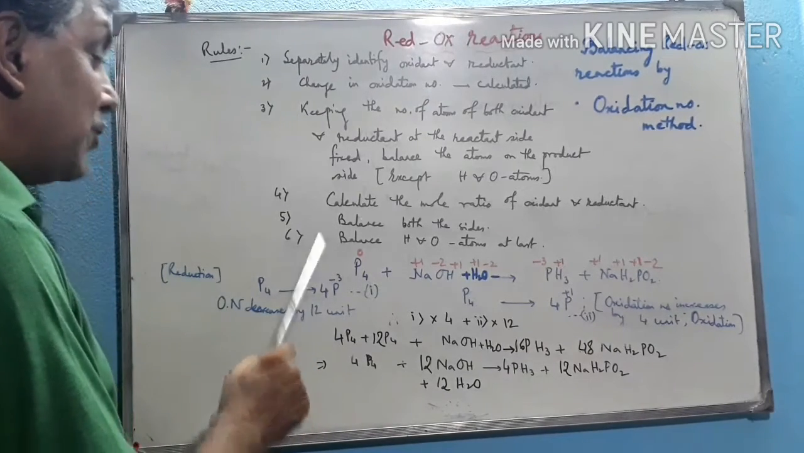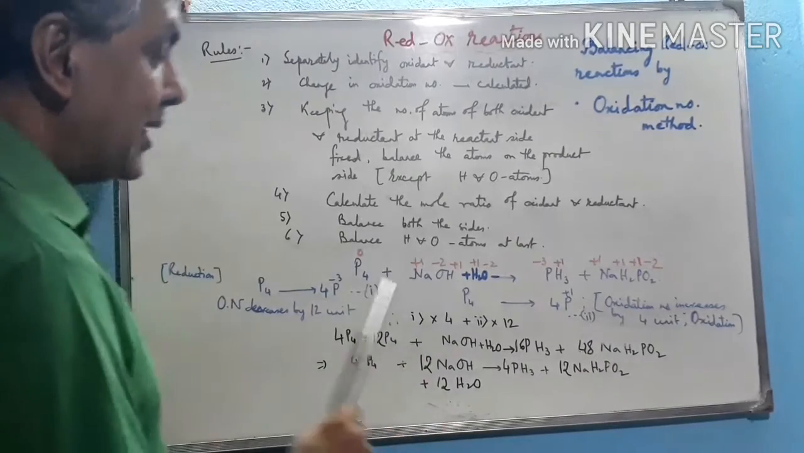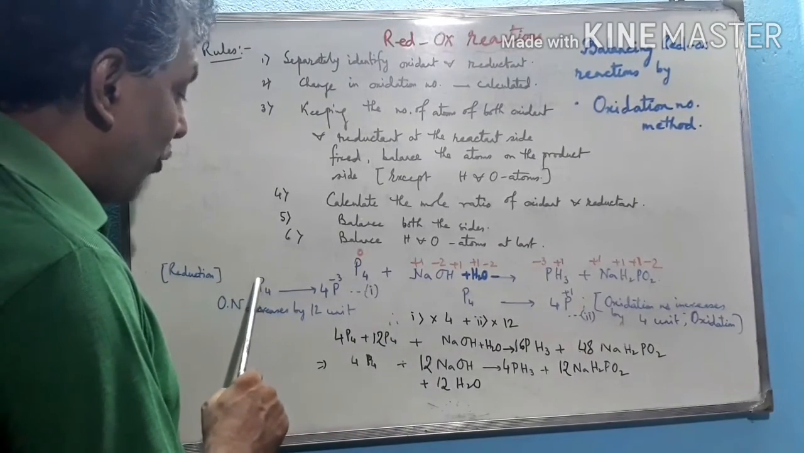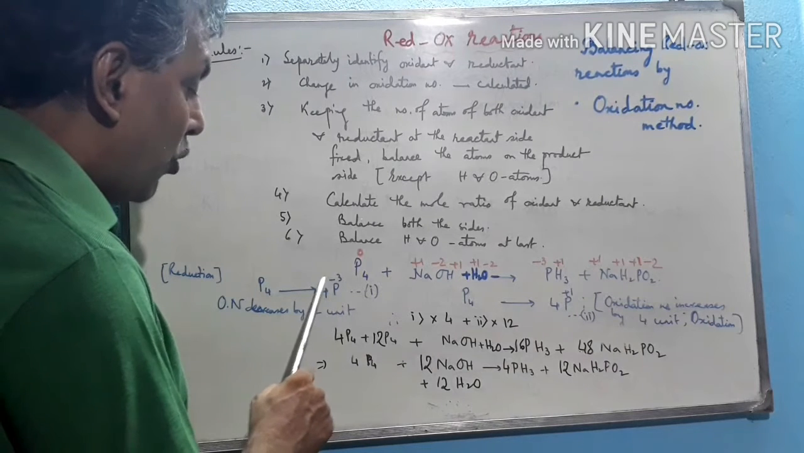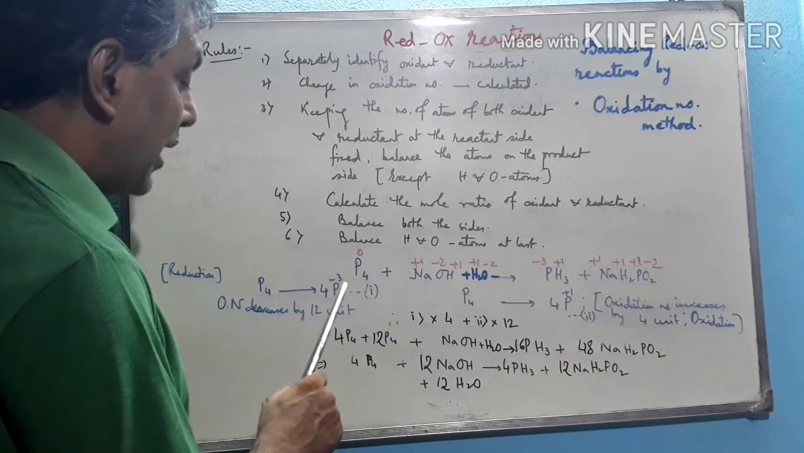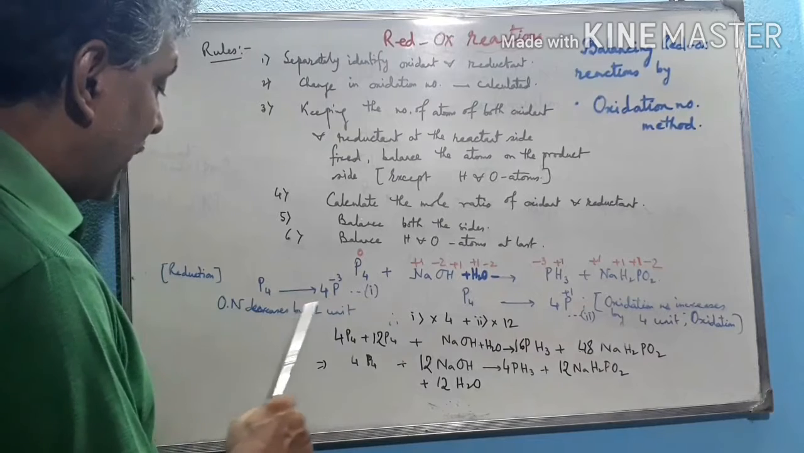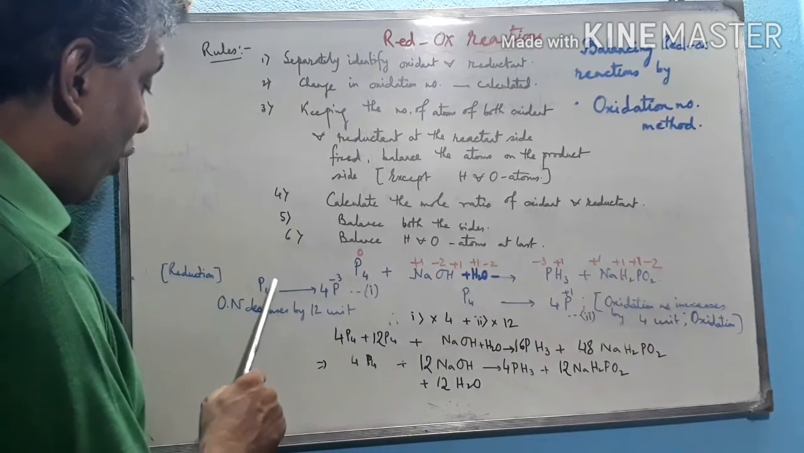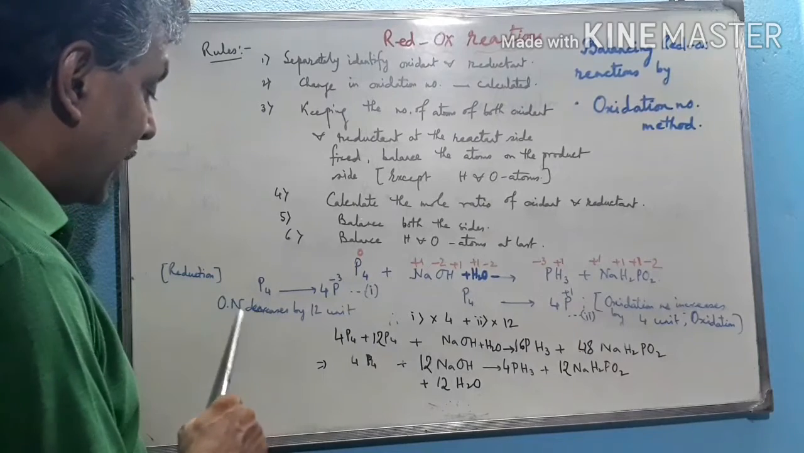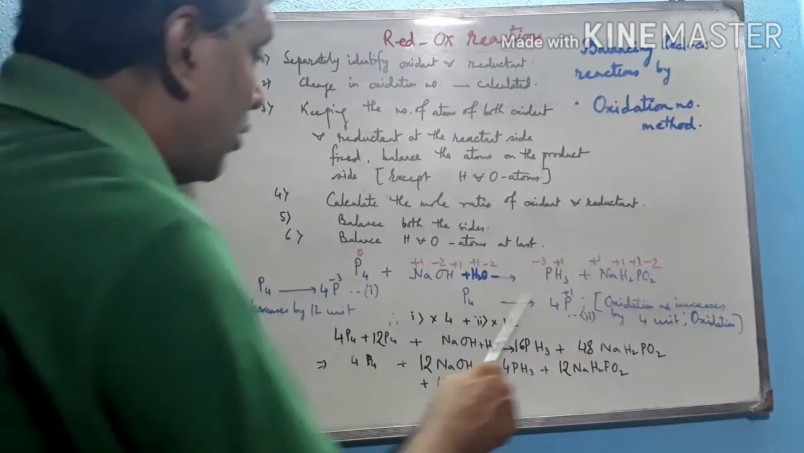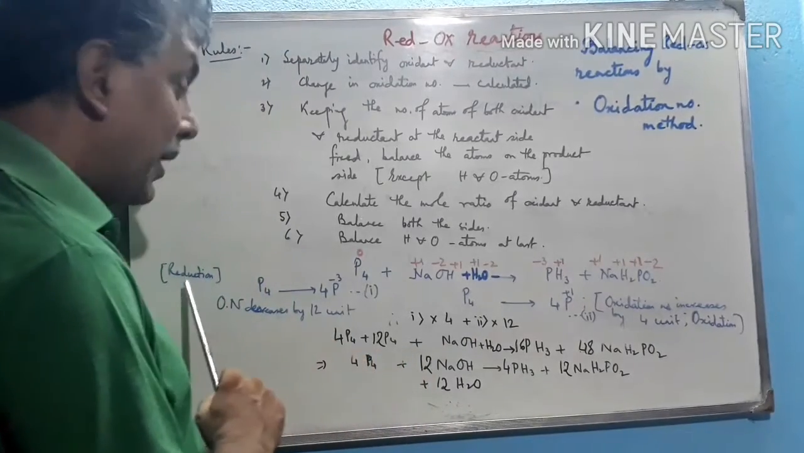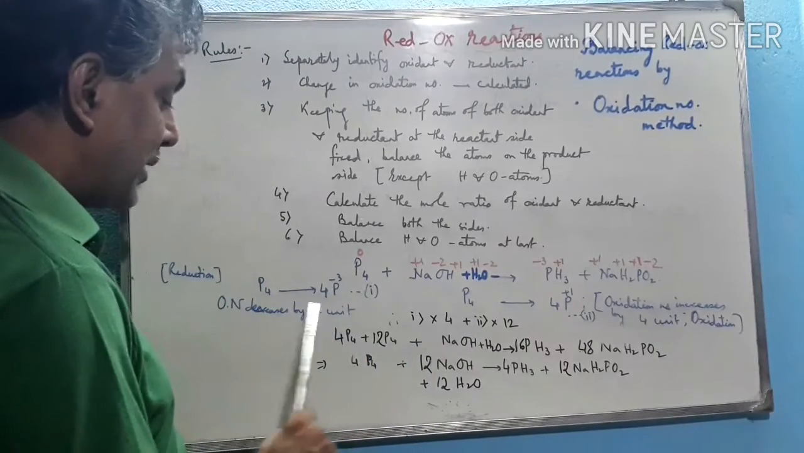How much does it decrease? First we have to balance both the side number of atoms of phosphorus. See that on the left hand side there are 4 phosphorus atoms. So we have to write 4P minus 3 on the right hand side. Oxidation number per phosphorus atom decreases by 3. So for 4 phosphorus atoms it decreases by 12 units. In case of reduction, this is the 12 unit oxidation number decrease.